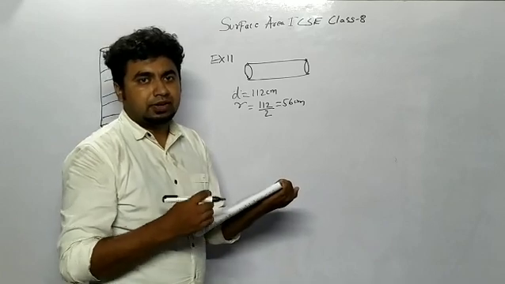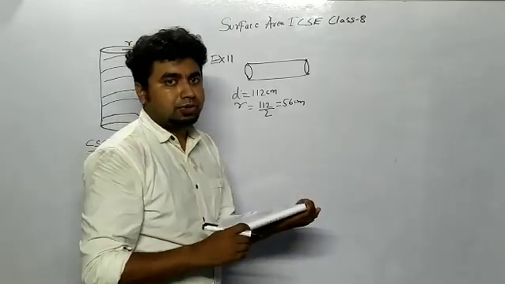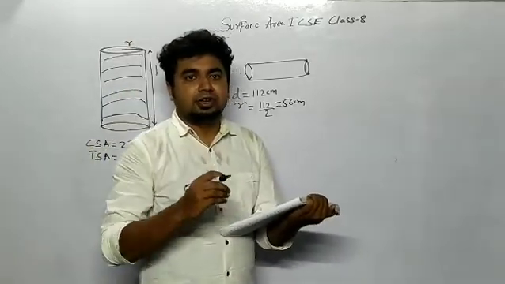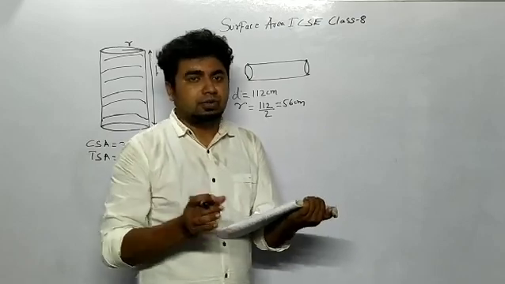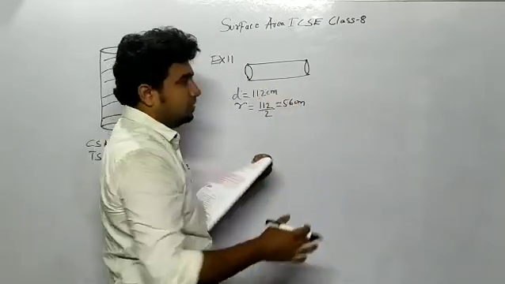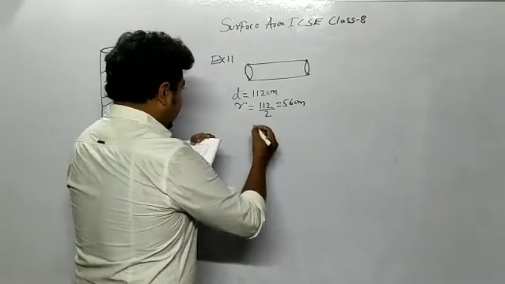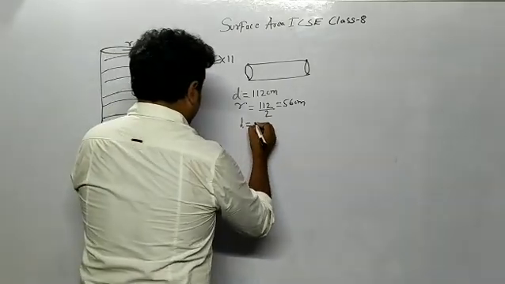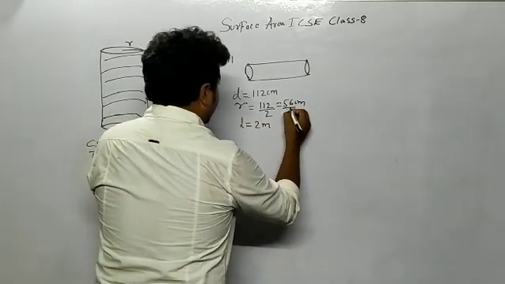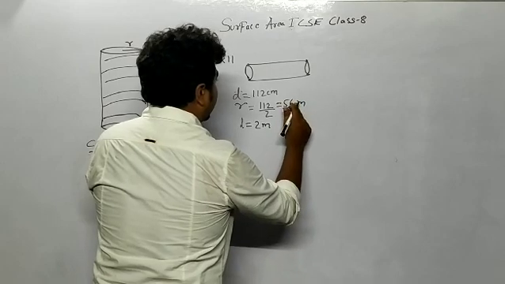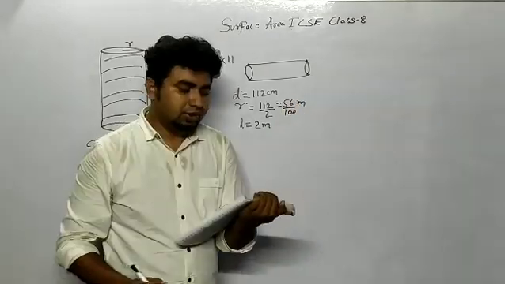Curved surface area is equal to 2 pi r h. In the case of h, I will write it as L because I placed it horizontally. So L is equal to 2 meter, which is given to us. This also I can convert in meter by dividing by 100. Now this is converted in meter.